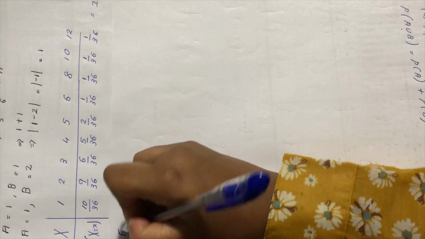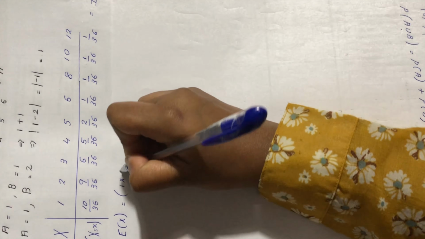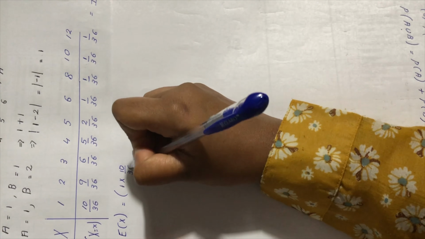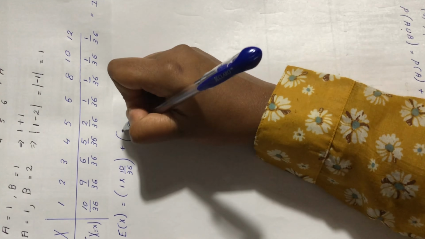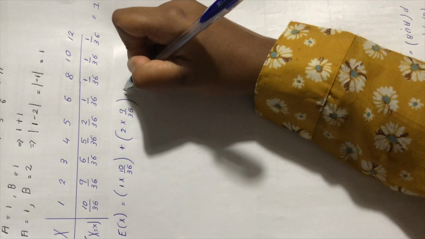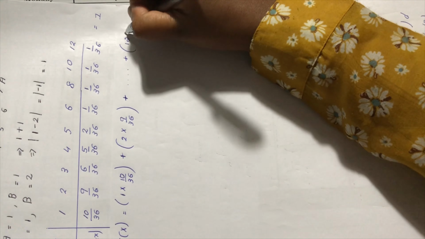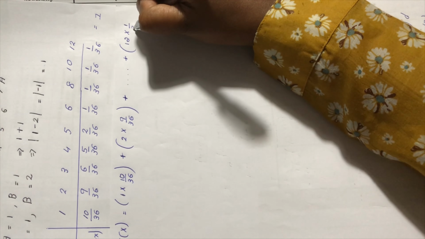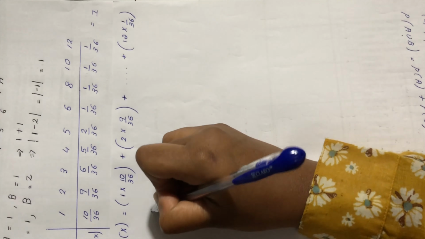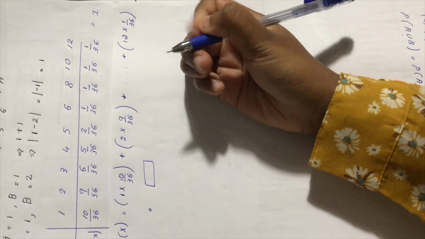The expectation of X is going to be 1 multiplied by 10 over 36 plus 2 multiplied by 9 over 36 plus you go up till 12 multiplied by 1 over 36. Use your calculator to get the answer.